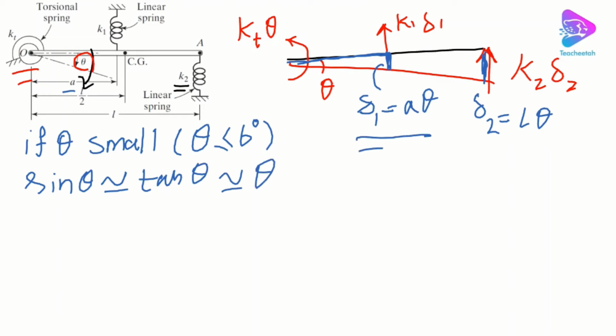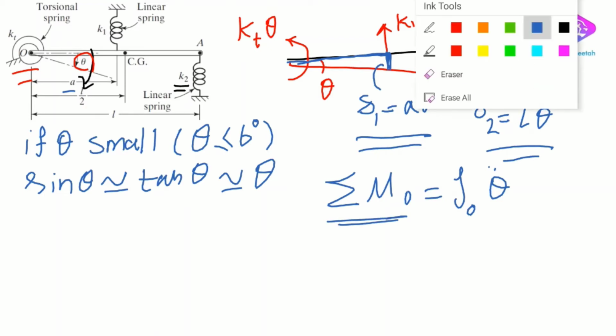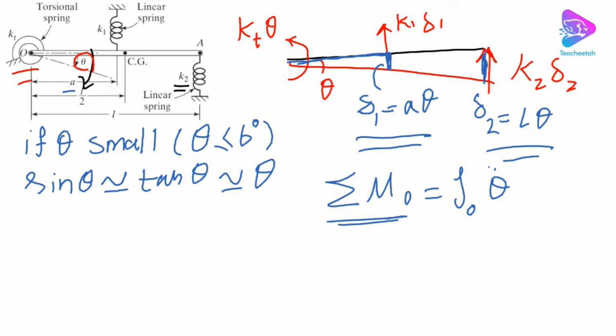And that's why we can suppose that delta 1 and delta 2 are nearly equal to the length to the location times the angle, right? So now we have all the forces, and we have to go back to our Newton's law, which was sigma M with respect to O is equal to J_O theta double dot, right? So let's write down all the moments acting on the system and summarize everything into one equation.